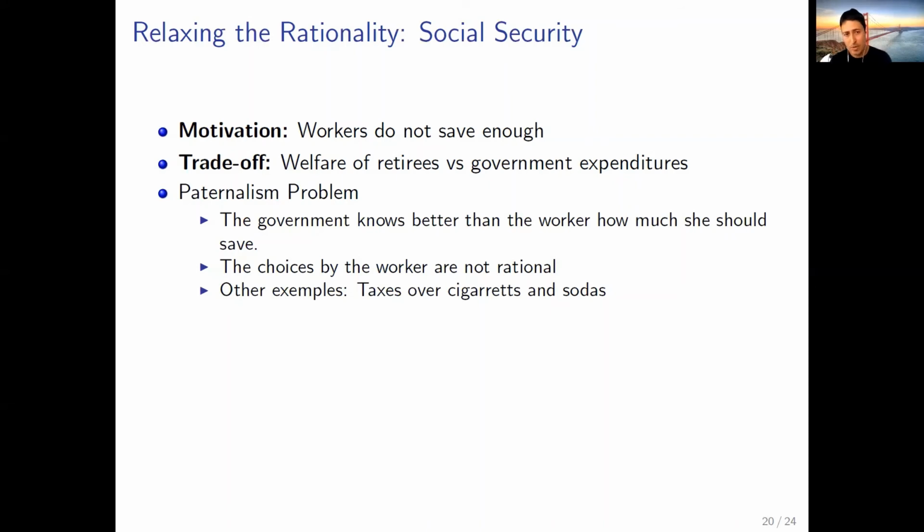You don't know how to make choices. I'm going to make these choices for you. And there are other examples in which the government does that. So, for instance, taxes on cigarettes and sodas have the same rationale, in which the government says, oh, you think you want to consume cigarettes and sodas as an individual, but actually you're over-consuming. So let me be your dad and teach you how to cut down these consumptions by increasing the prices of cigarettes and sodas.